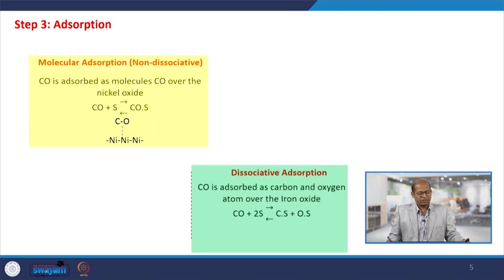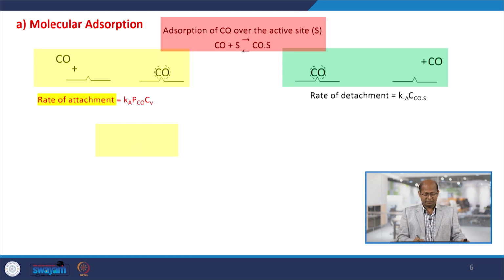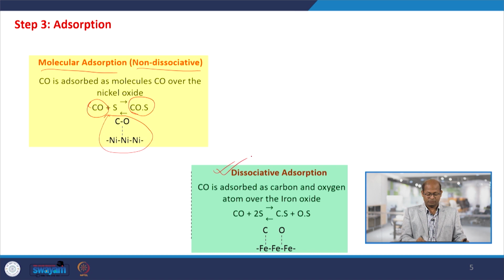Now, the adsorption may be molecular or non-dissociative adsorption, where reactant molecules adsorb this way onto the surface sites of the catalyst. The second type is dissociative adsorption, where the reactant molecule, say, requires two surface sites. Here one surface site was required and here two. This way molecules may dissociate and get adsorbed over the surface sites.